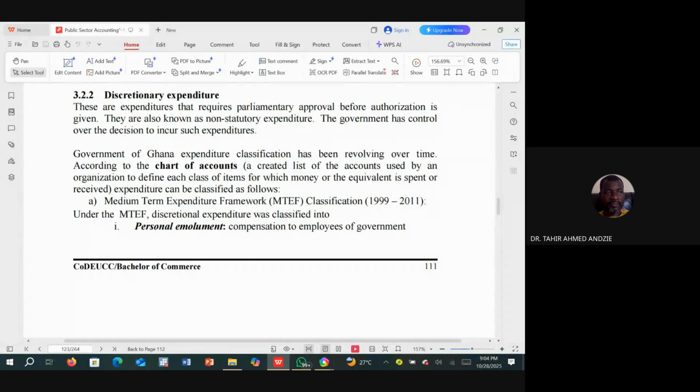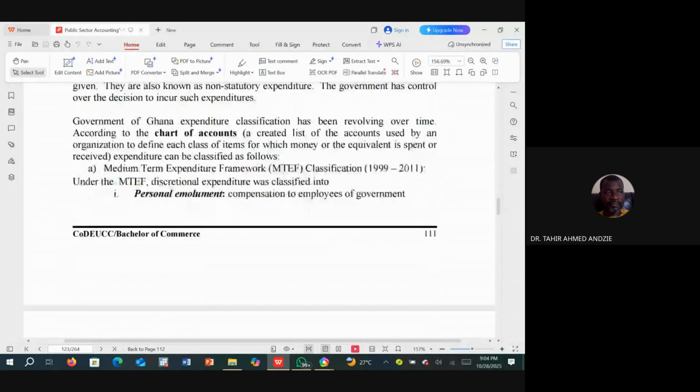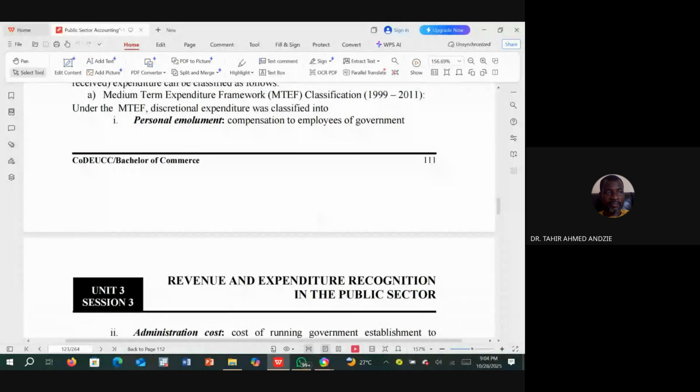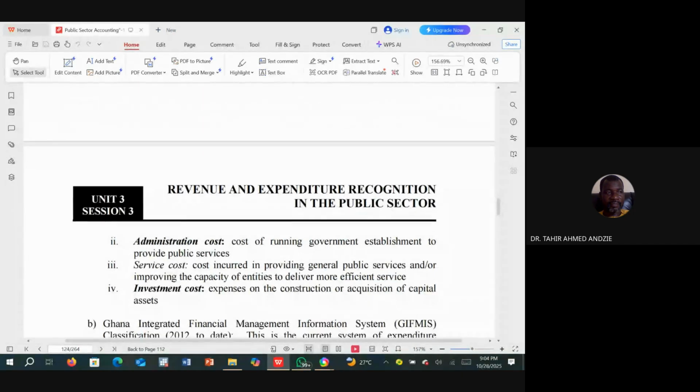Under the MTEF, discretionary expenditure was classified into one, the personal emolument. And so this personal emolument is a compensation to employees of government. So we put all compensation to employees of government into one item called personal emolument. Then the next item was administrative costs. This is the cost of running government establishment to provide public services.